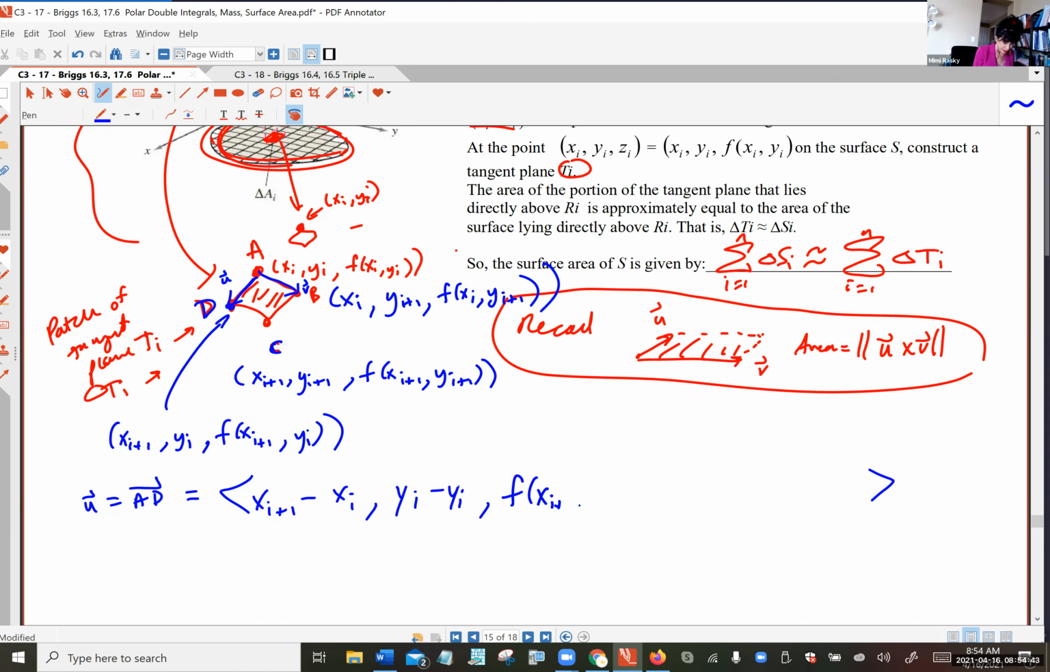Since the x sub i plus 1 minus x sub i is a difference of x coordinates, we're going to rename it delta x sub i. It's a change of x. And y sub i minus y sub i is a big fat 0. Fine. Now, this is the part that's really kind of interesting.